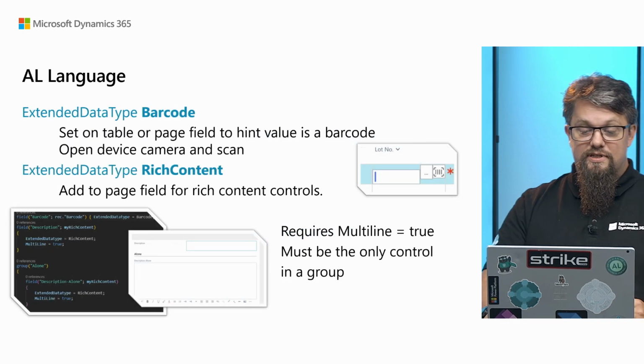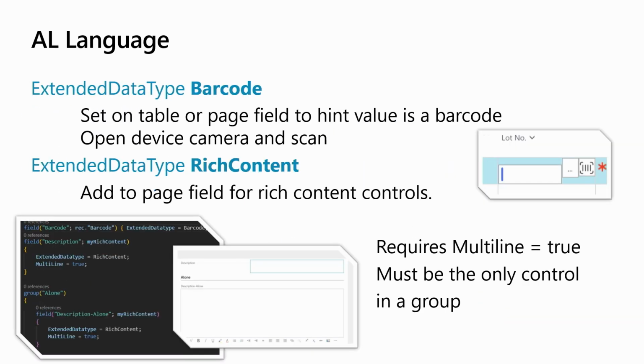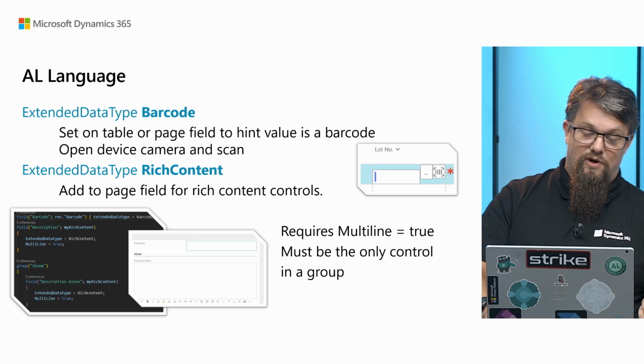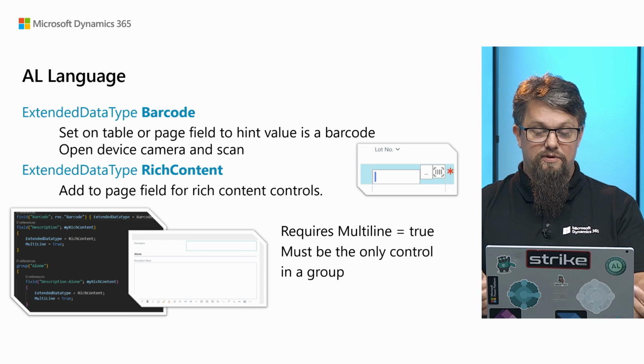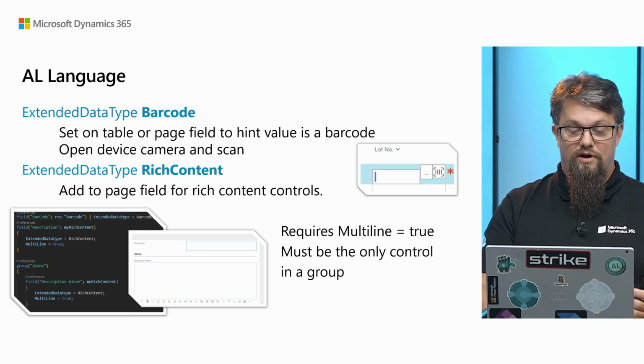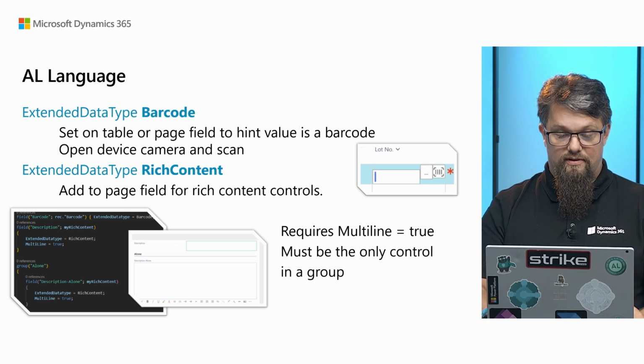We have two new extended data types. The barcode extended data type can be set on fields where you want the scanner button to appear when you're using a device, making it much easier for people to enter data using their device camera. We also have the rich text extended data type that enables you to add rich content capabilities to your fields. It requires multi-line to be set to true, and it must be within a group of its own, or you will not get the rich content editor.